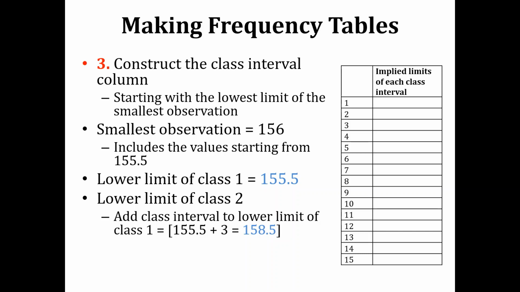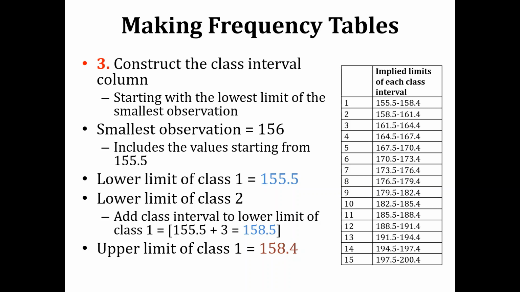And what is going to be the upper limit? The upper limit is going to be 158.4 because the next class is starting from 158.5. So the upper limit of the previous class should be 158.4. So this is how we are going to do that for each one of these frequency classes, and we are going to have the class limits for all of these 15 classes.